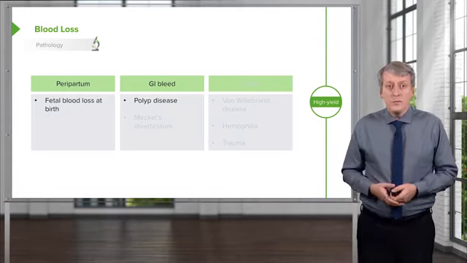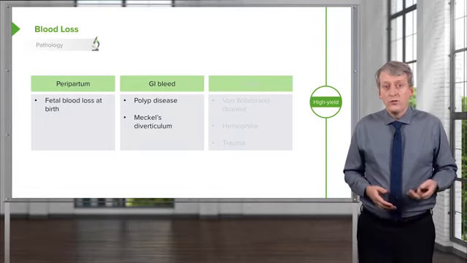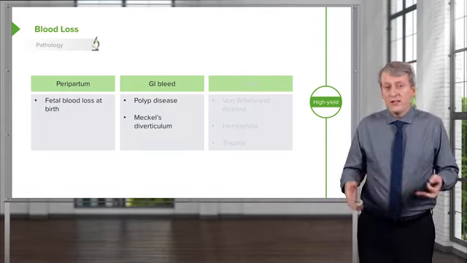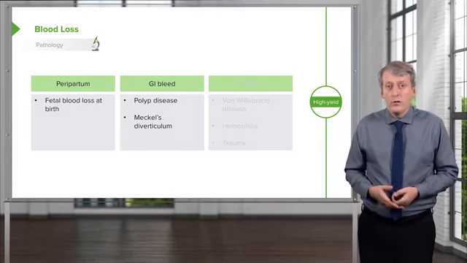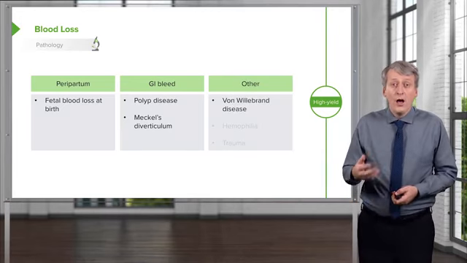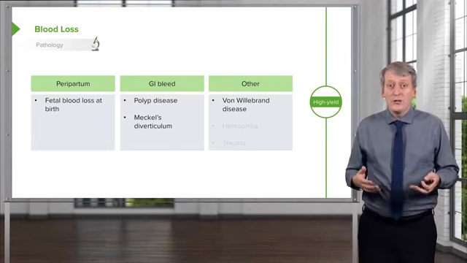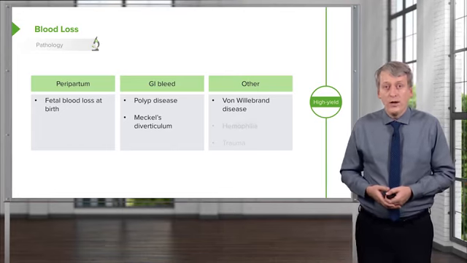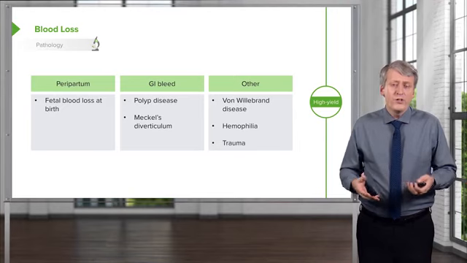In GI disease, patients may have polyps or a Meckel's diverticulum that's causing excessive bleeding out of the anus, and they're losing blood that way. Or there can be other causes of blood loss if a patient especially has a bleeding disorder like von Willebrand's or hemophilia, or just a really bad trauma.